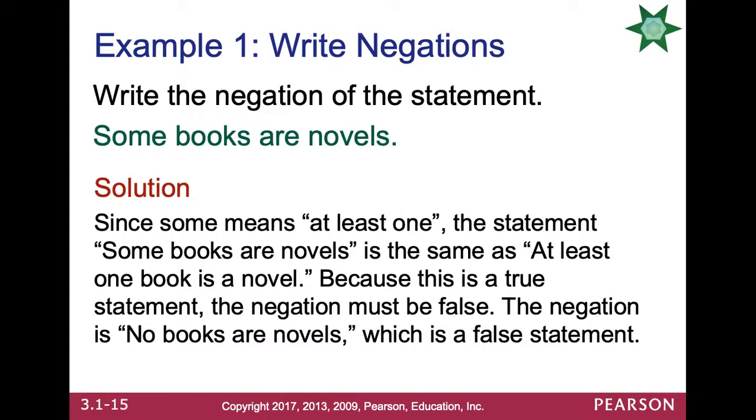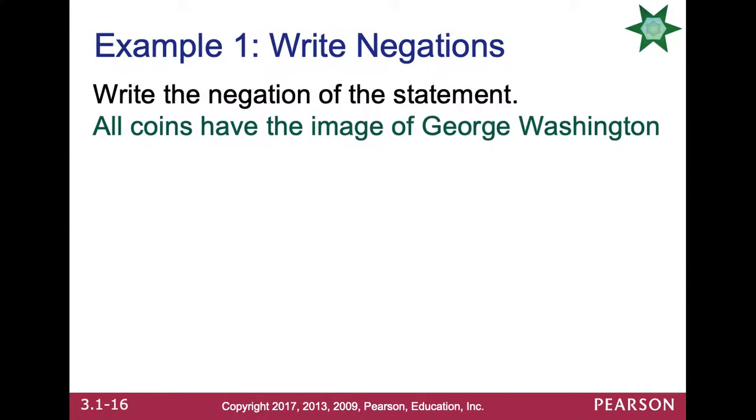Okay, now let's look at another one. Consider the following problem. All coins have the image of George Washington. What is the solution, meaning what is the negation of this statement? I'll give you a few minutes, let you think about that.